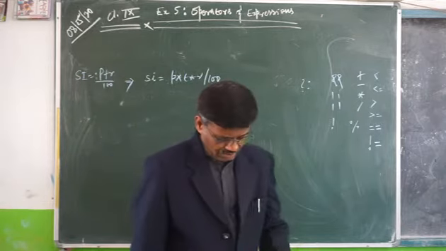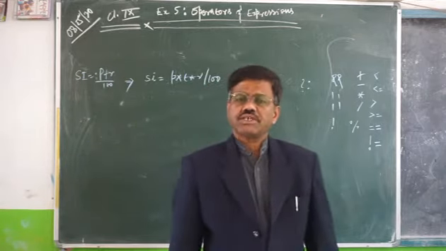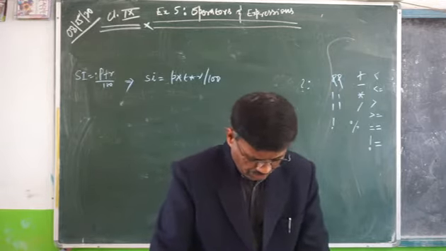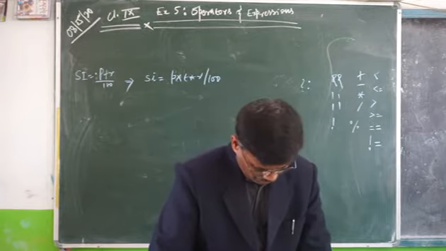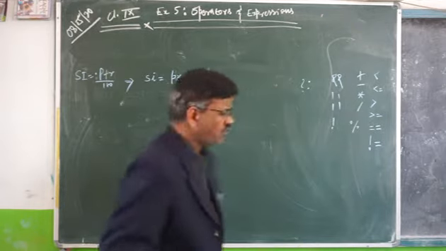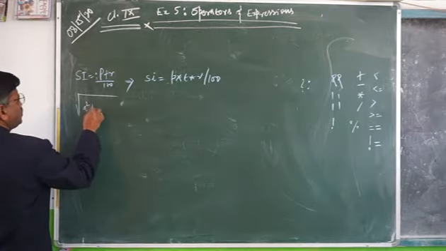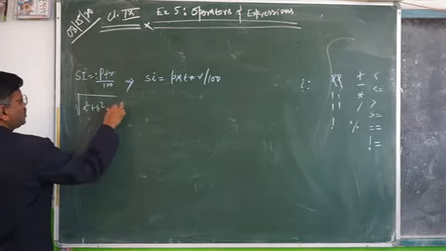One more expression I'll give you. You can refer to page number 83. Quite a good number of examples have been given. Let's try one by one. Square root of A square plus B square plus C square.